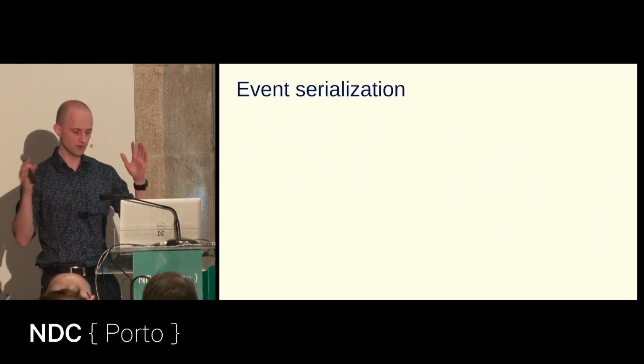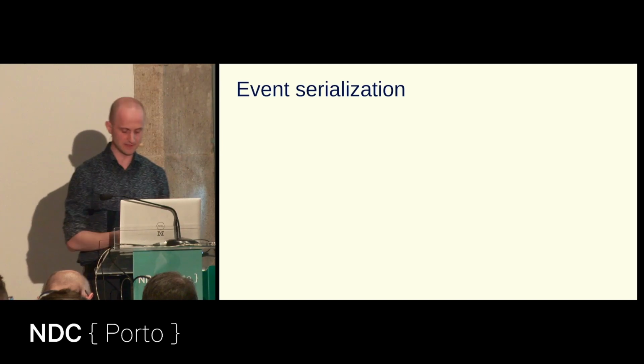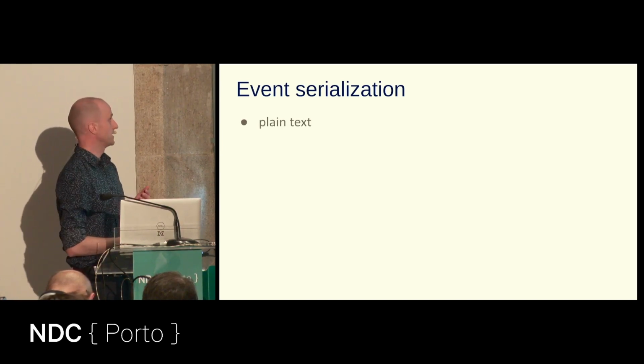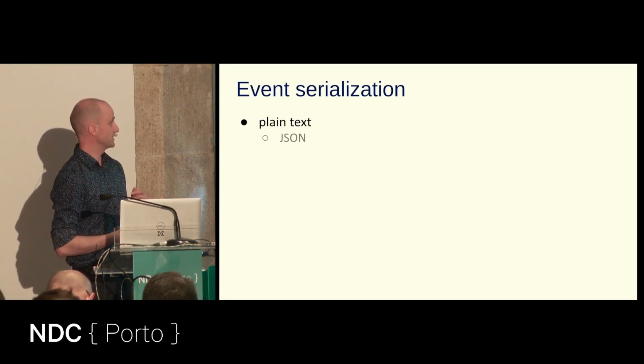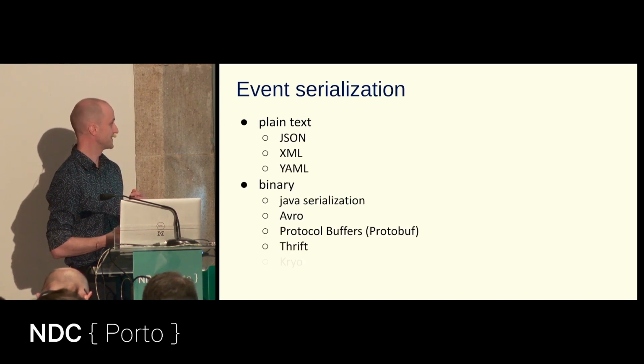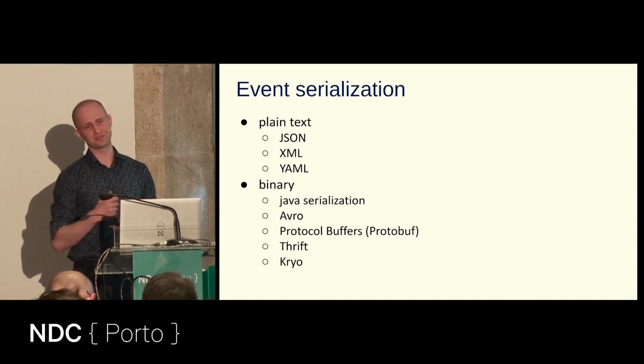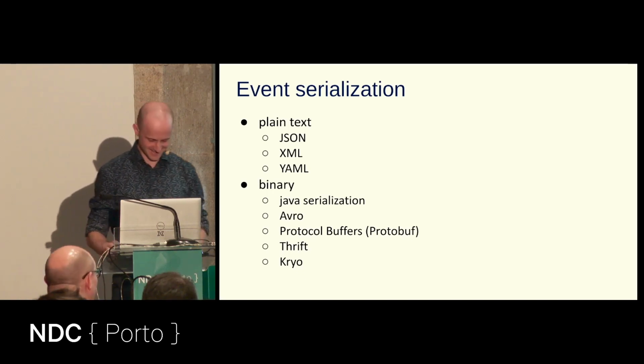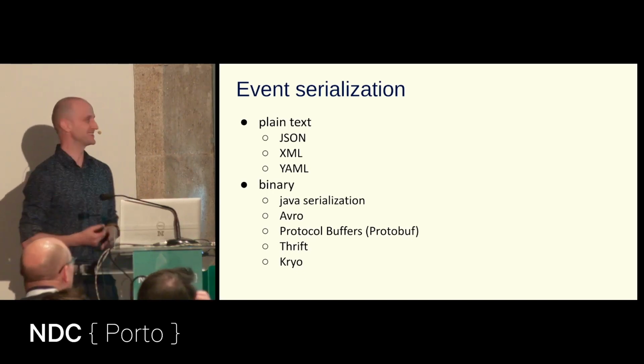Okay, so we know where we want to save our events. Now, how to save them. Options are plain text serialization, JSON, XML, YAML, and binary formats. And I know that you will choose JSON anyway. But let me show you some alternatives.